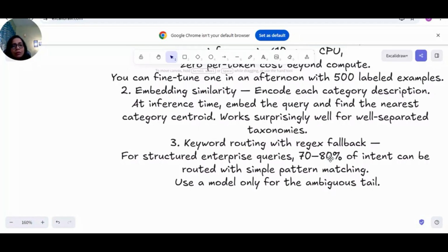Next is keyword routing with regex fallback. Regex is a highly used, acceptable solution for this. 70 to 80% of structured queries can be routed by simple pattern matching through regex. All these options, the 3 options I mentioned here, are best practices to follow in production systems. What happens now when we are doing a demo application, some kind of MVP?